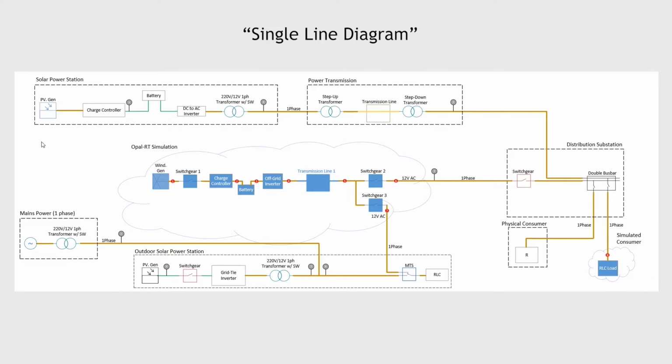So we have three different renewable energy sources. The indoor PV system works in off-grid mode and through the physical power transmission supplies the simulated RLC load implemented in Opal-RT simulator. The outdoor PV system works in on-grid mode and is synchronized to the mains grid via grid tie inverter. The simulated wind generation source that is implemented in Opal-RT simulator has two branches. One of the branches supplies the physical load on the output of the physical distribution substation, and the second one supplies another physical load on the output of the manual transfer switch.